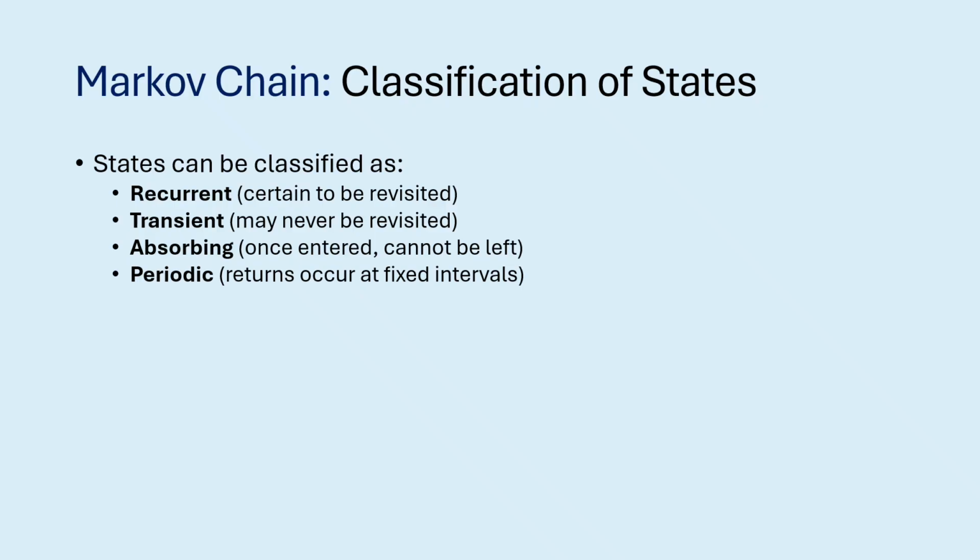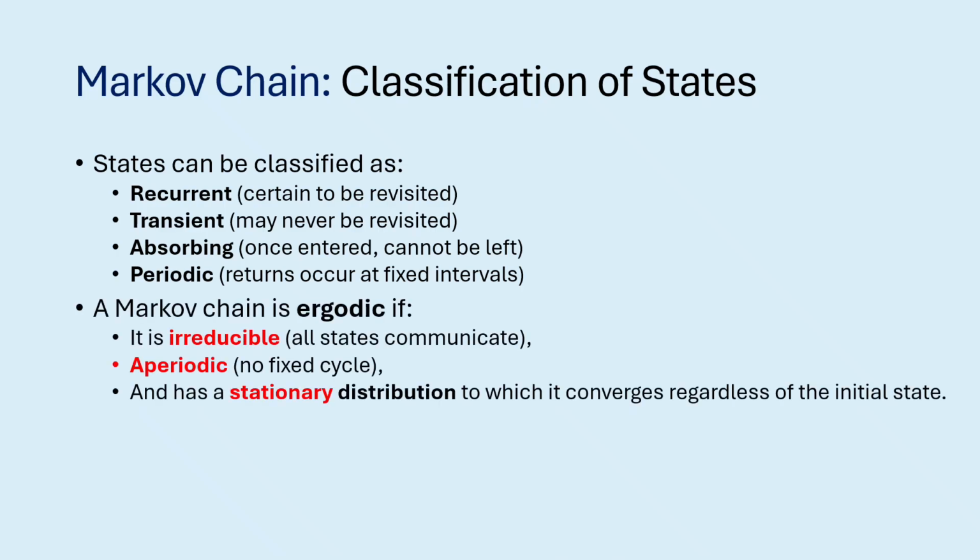Okay, let us understand the classification of states first. A recurrent class means a state, once left, can be revisited again. Transient means the state is left and will never be revisited. Absorbing means once entered, it cannot be left. Periodic means returns occur at fixed intervals.